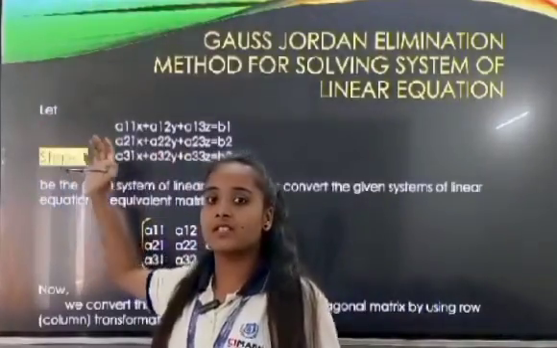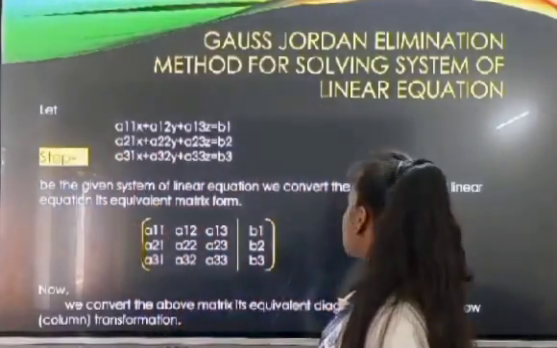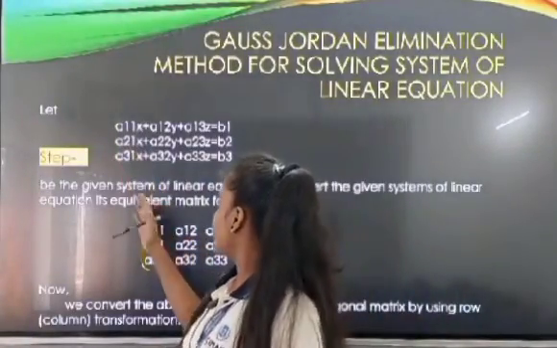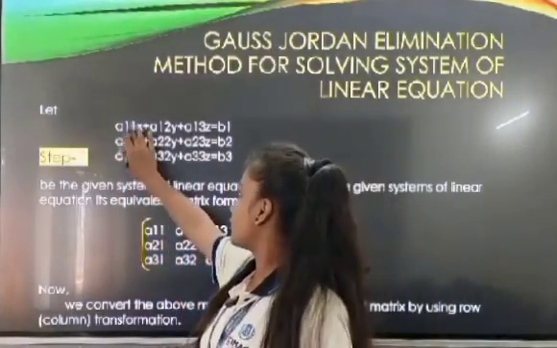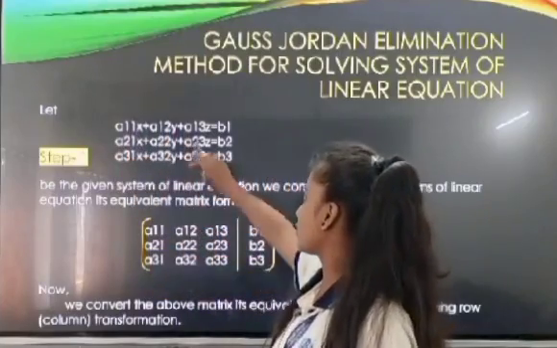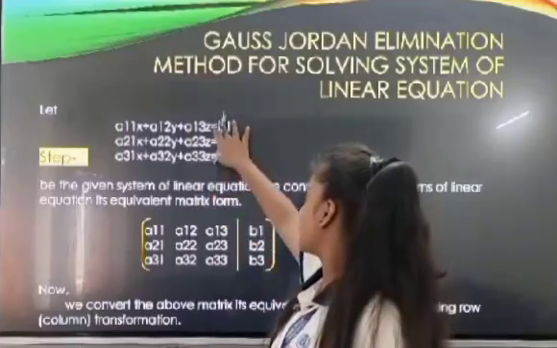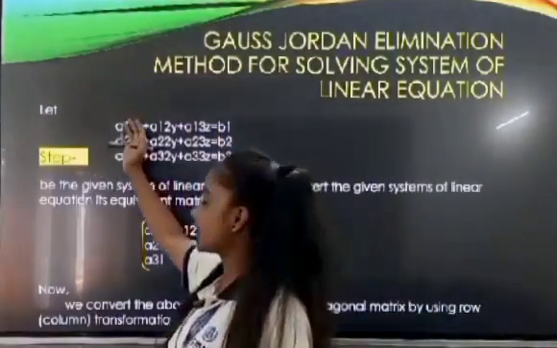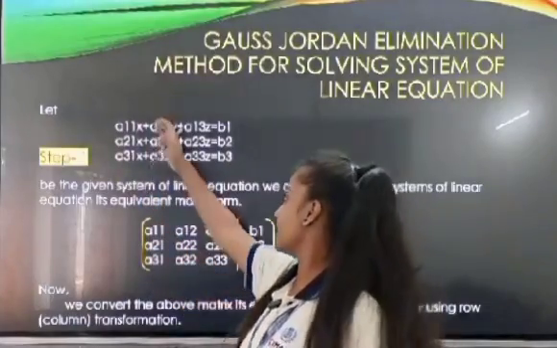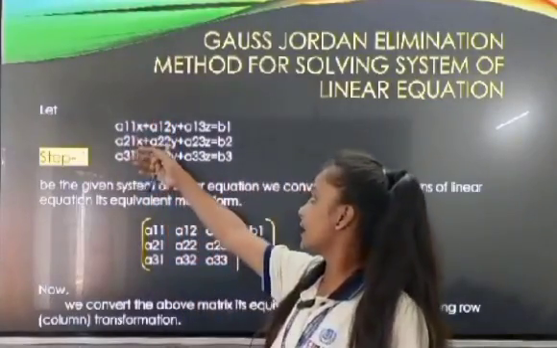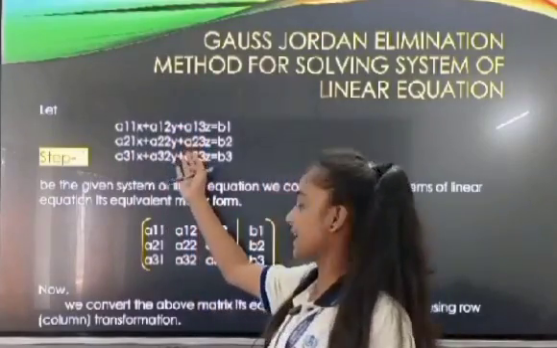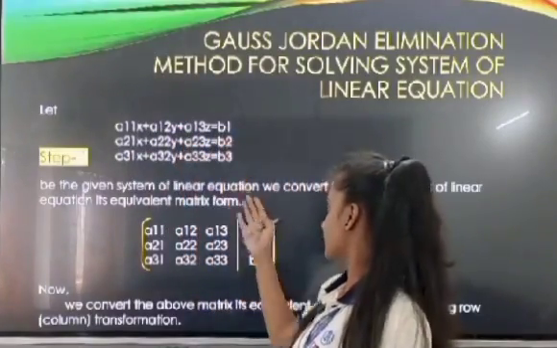Step 1: take the given system of linear equations. We convert it into its equivalent matrix form. For converting it into equivalent matrix form, we put the coefficients of x in the first column, the coefficients of y in the second column, the coefficients of z in the third column, and the remaining constants in the fourth column. So the coefficients of x are a11, a21, a31, which we put into the first column, the coefficients of y are a12, a22, a32 in the second column, and a13, a23 and a33 in the third column, and b1, b2 and b3 in the fourth column.